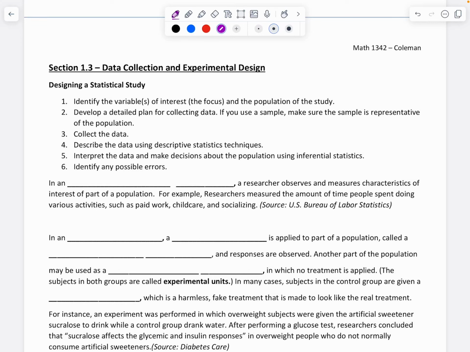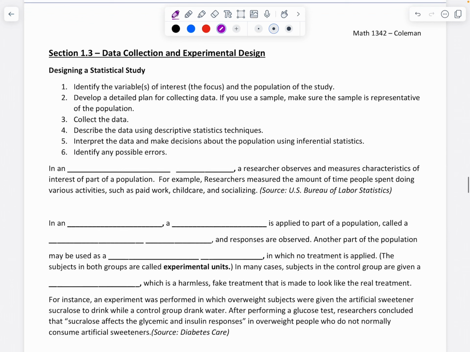All right, welcome back to Chapter 1. Today we're going to cover Section 1.3 in statistics. This is all about collecting data and experimental design. How do we make an experimental design?